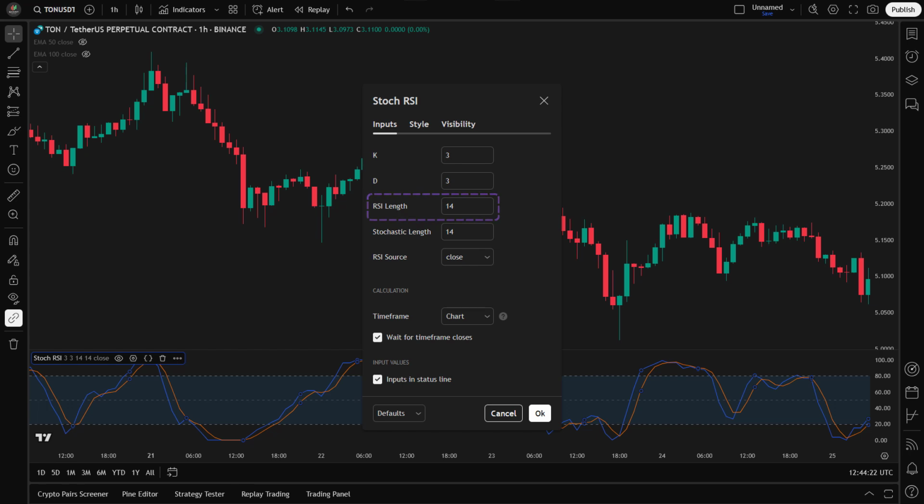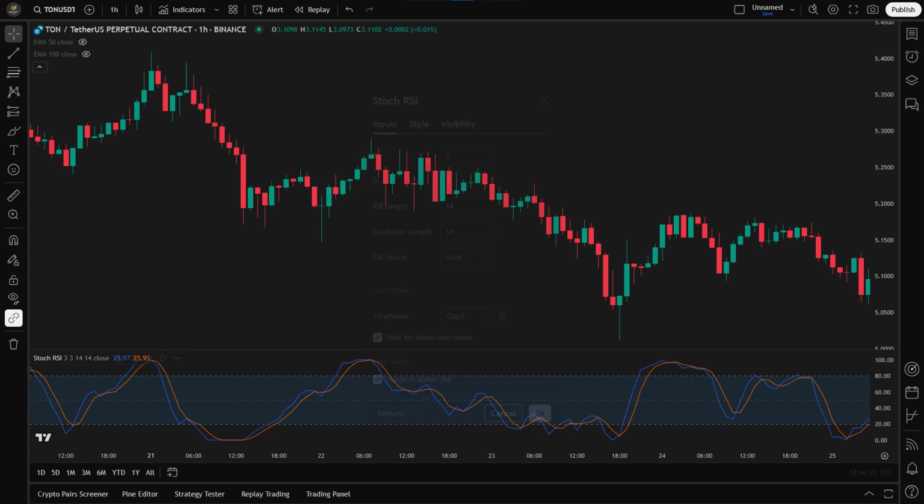This results in a momentum indicator that highlights potential overbought and oversold conditions with greater sensitivity. When the stochastic RSI is below the oversold level, it suggests that momentum is weak and the price might be ready for a bounce or upward move. When the stochastic RSI is above the overbought level, it indicates that momentum is strong but possibly overextended, and a pullback or downward move could be on the horizon.